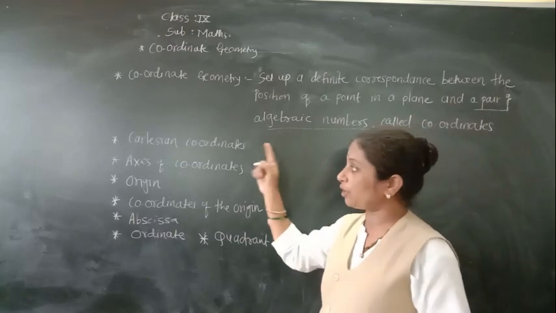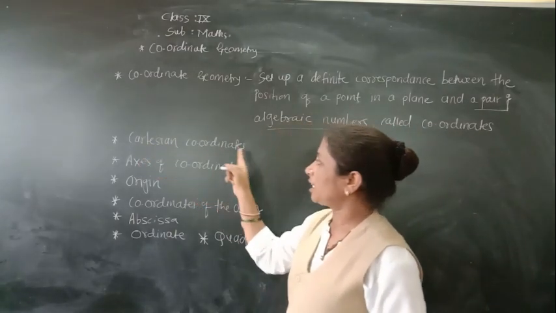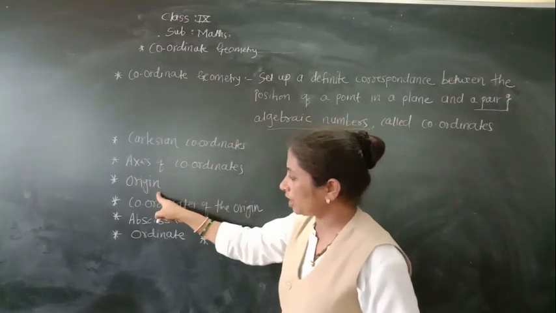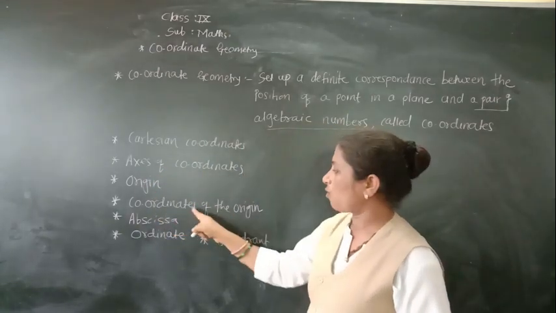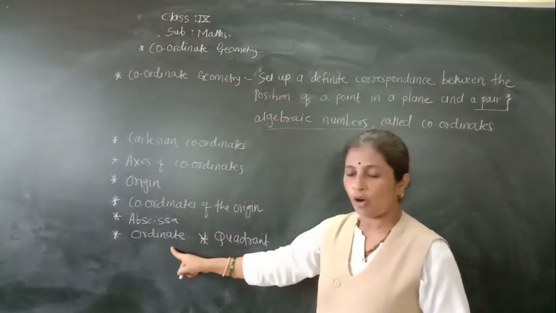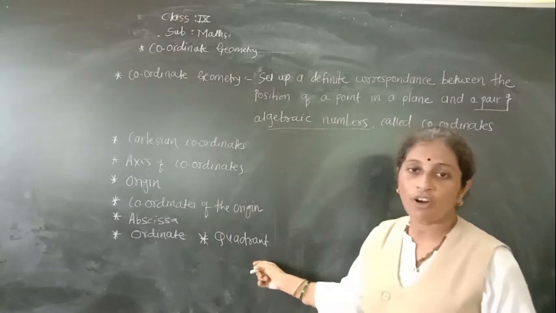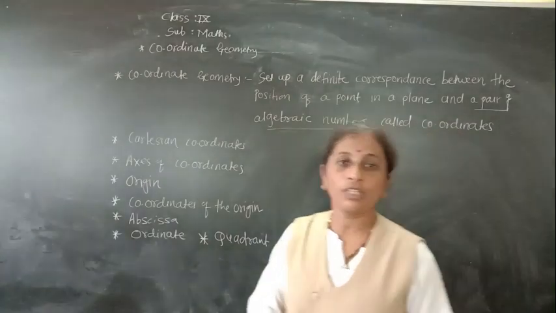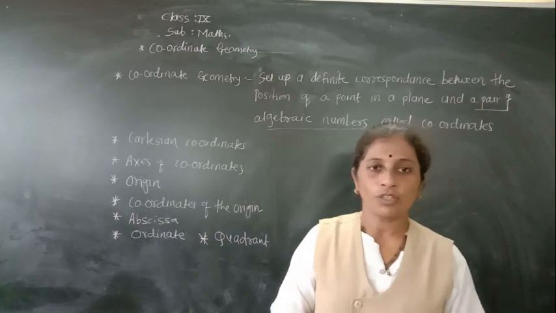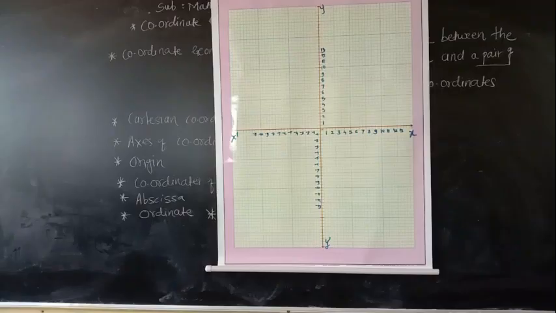Okay, so in that we are going to learn about what the Cartesian coordinates are, the axes of the coordinates, what is the origin, what are the coordinates of the origin, what is meant by abscissa, what is meant by ordinate, and how many quadrants there are. Then we are going to learn the rules for the signs of the coordinates.